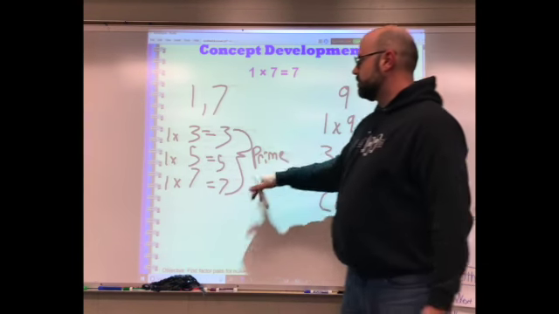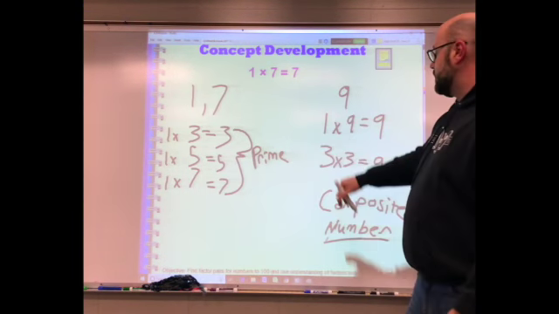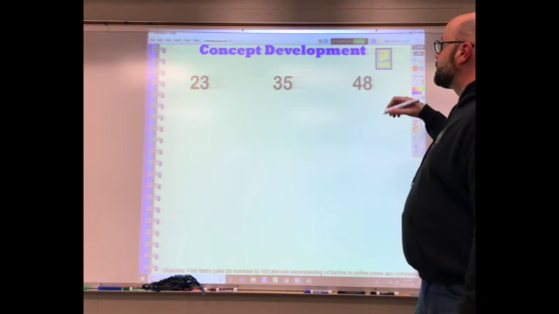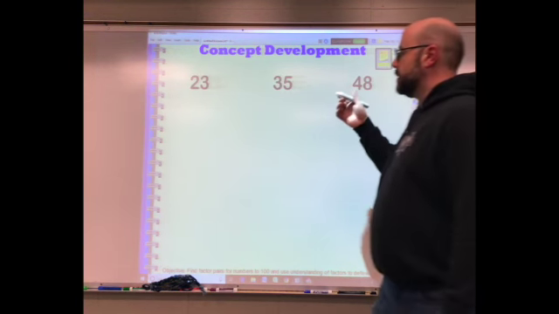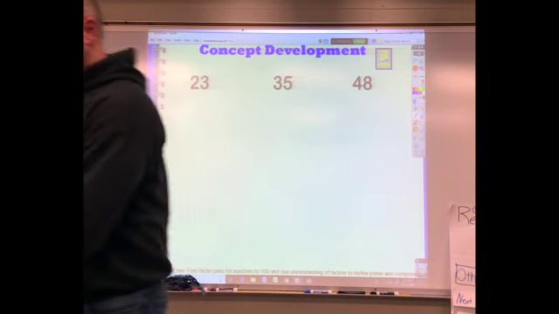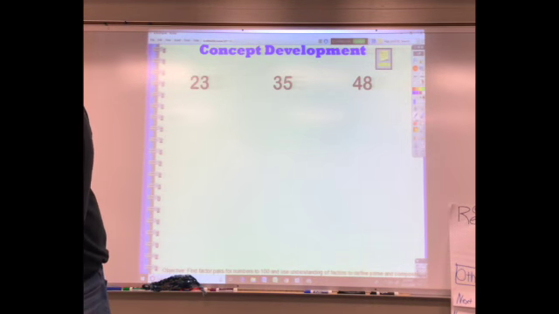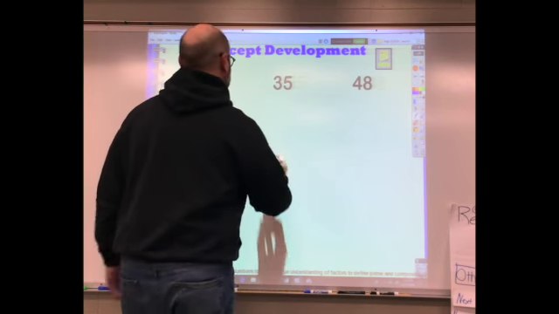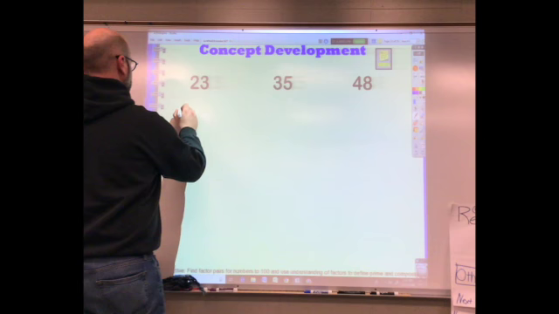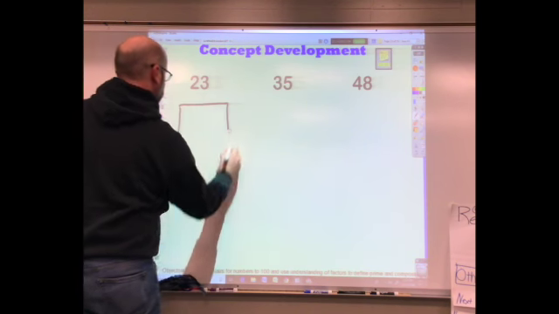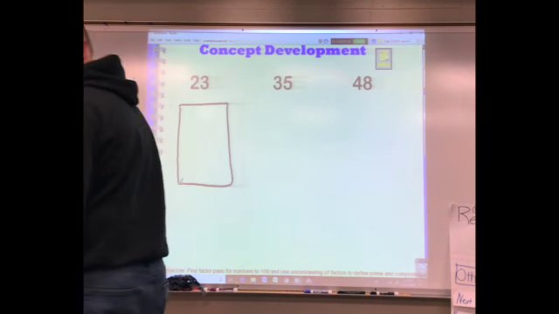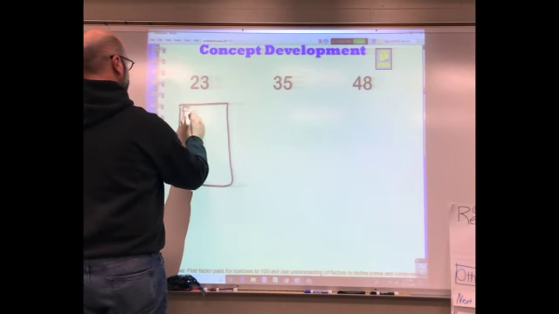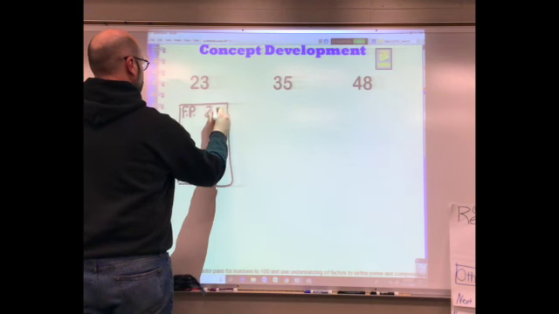So prime, only 1 and itself. Composite, more than 2 factors. Concept development. We're going to use a factor table, and the factor table is going to look like this. Factor pairs, I'm going to just put FP 23.